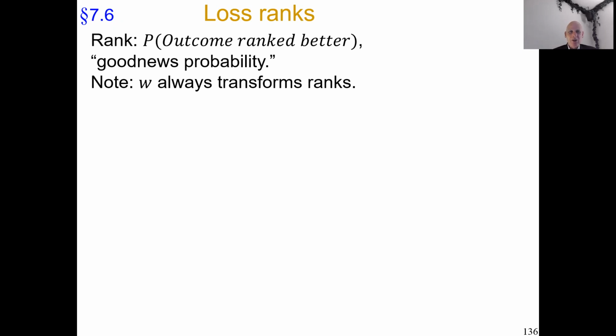It would have been better had we called W a rank transformation or a rank weighting function rather than a probability weighting function. But unfortunately, it's too late to change terminology. It's good to keep that in mind. With that prepared, imagine there's a critic. He criticizes rank-dependent utility. He says, you guys were using good news probabilities, but I think it's more natural to use bad news probability. Not the probability of an outcome ranked better, but the probability of an outcome ranked worse.